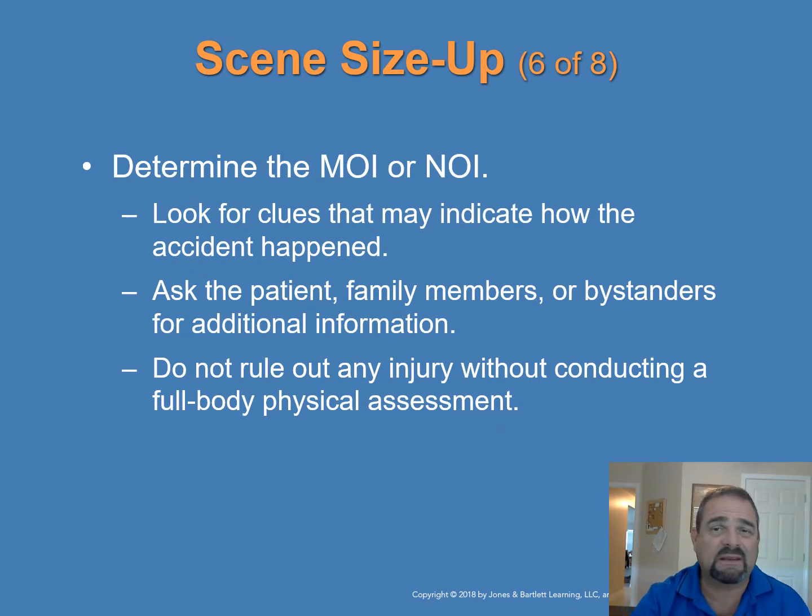All right, so determining MOI or NOI. MOI is mechanism of injury, and NOI is nature of illness. Look for the clues that may indicate how the accident happened. If you can determine the MOI or NOI, you can sometimes predict the patient's injuries. Ask the patient, family members, or bystanders for any additional information that you can get. Do not rule out any injury without conducting a full body physical assessment of the patient.